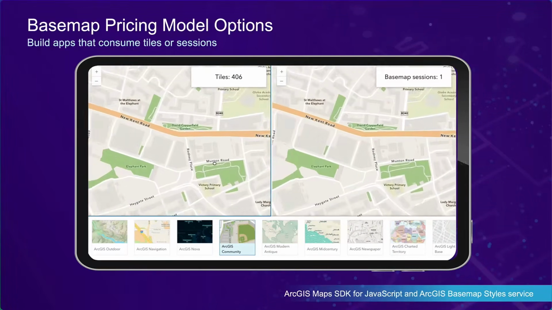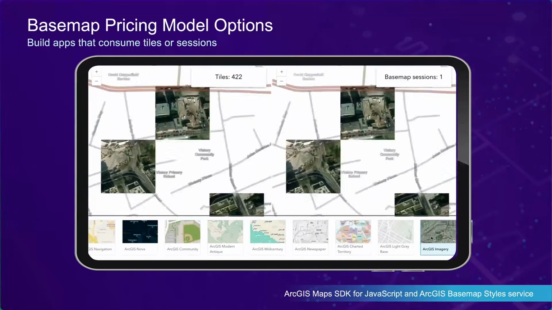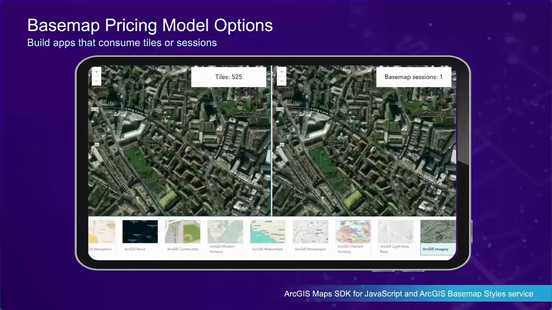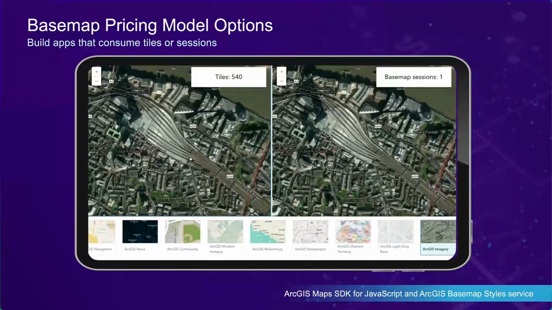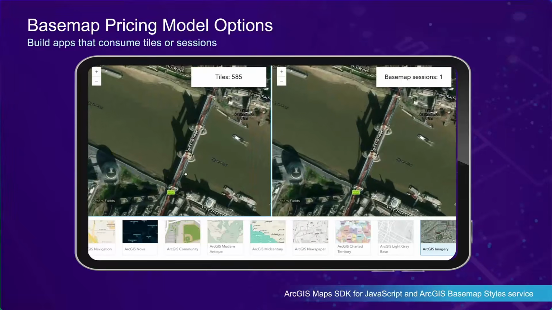and tiles are consumed. Both models are simple to implement, and you can switch between them by changing the access token type. These flexible consumption models make it easier to predict and manage Basemap costs for both small and large-scale projects.